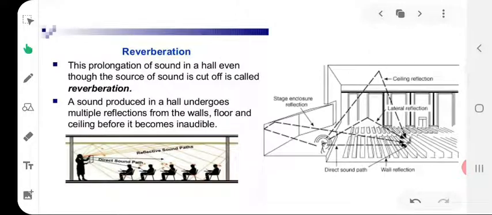Reverberation. What is reverberation? Let's begin with the basic definition. The persistence of sound in a big hall due to repeated reflections from its walls, ceiling, and floor is called reverberation. The sound made in a big hall gets reflected repeatedly from its walls, ceiling, and floor to produce multiple echoes. When the original sound is overlapped by these echoes, it gets prolonged and persists for a long time.